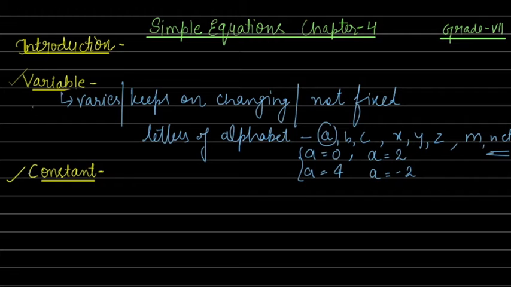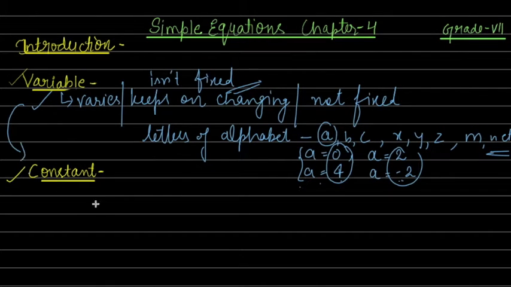Because as the name says, variable varies, it is not fixed. So it can have different numerical values, right? You see, A is 0, A is 4, these are said to be the numerical values. So the variables can have different numerical values. It means the value isn't fixed.